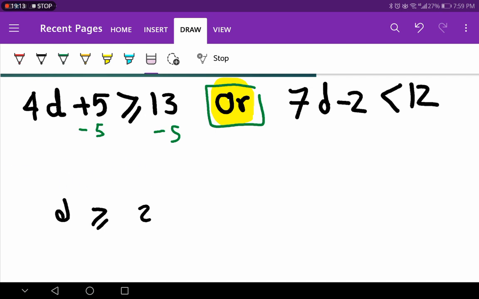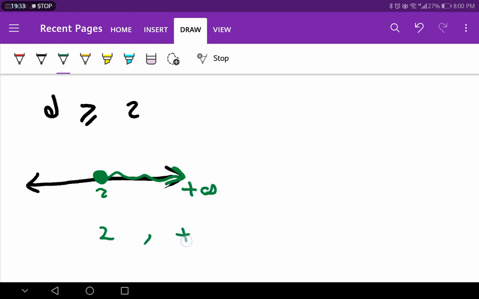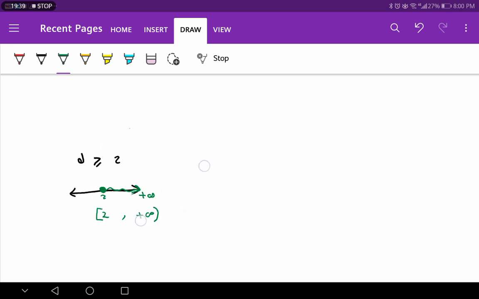Now I have to graph this. D is greater, on the number line. I put the 2 in the middle. I circle it and fill it, and d is greater, to the right, to positive infinity. In interval notation I write the 2, comma, positive infinity. I close this and open this. This is the first inequality.